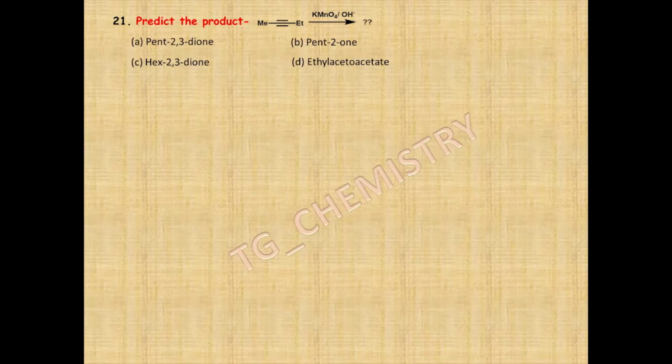Next, a little bit harder in that sense, predict the product of the reaction where pent-2-yne upon reaction with potassium permanganate in presence of a hydroxide base will yield the product. What should be the product? The options are pentane-2,3-dione, option B pentan-2-one, option C hexane-2,3-dione, and option D ethyl acetoacetate. The correct answer should be option A pentane-2,3-dione.